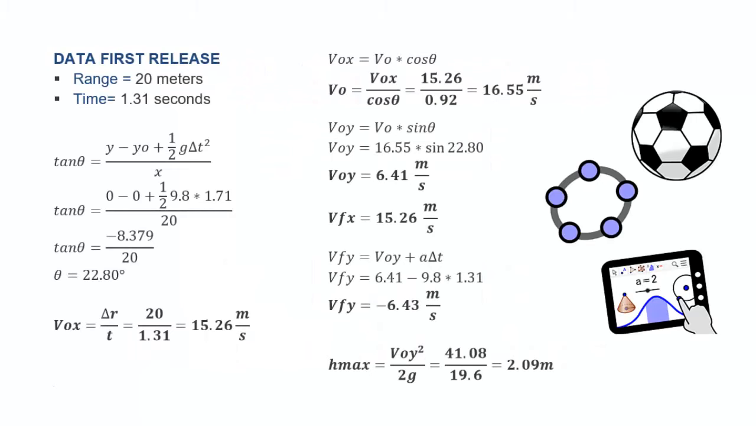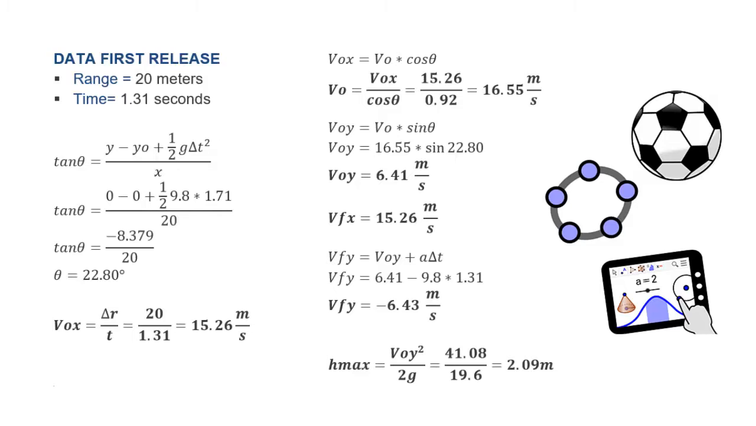Okay, let's start with data from the first release in English. Its range is 20 meters and the time is 1.31 seconds. With this, we calculate the angle and we got 22.80 degrees. Then, we got the initial velocity in x-axis, that is 15.26 meters per second. We cleared the equation to get initial velocity.